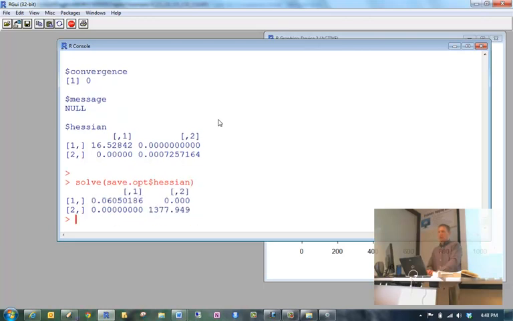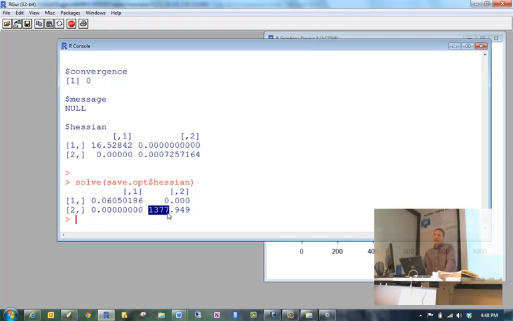And there you go. So basically I took the inverse of the observed Fisher information matrix, and 0.06 is the estimated variance of kappa hat. So it's like var hat of kappa hat. 1377 is var hat of mu hat.